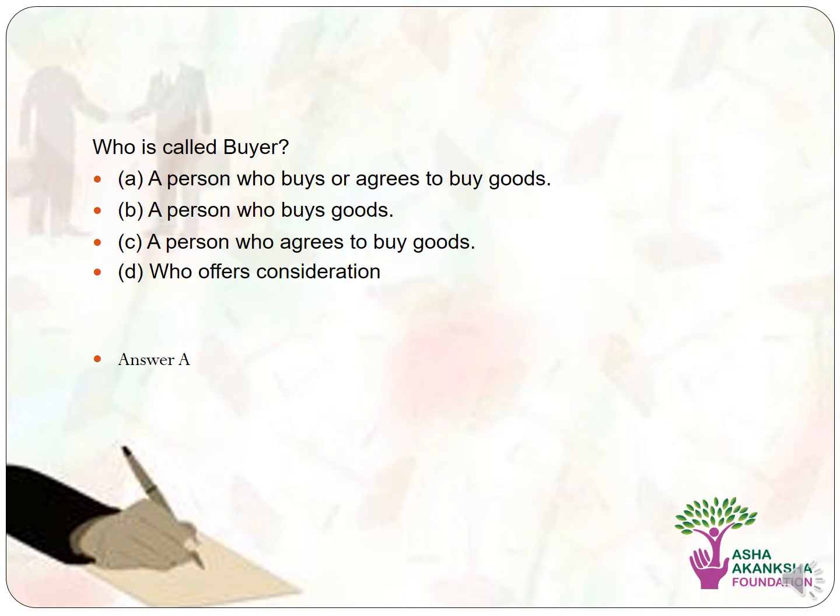Who is called a buyer? Option A. A person who buys or agrees to buy goods. Option B. A person who buys goods. Option C. A person who agrees to buy goods. Or option D. Who offers consideration. The correct answer is option A. That is, a person who buys or agrees to buy goods is called a buyer.